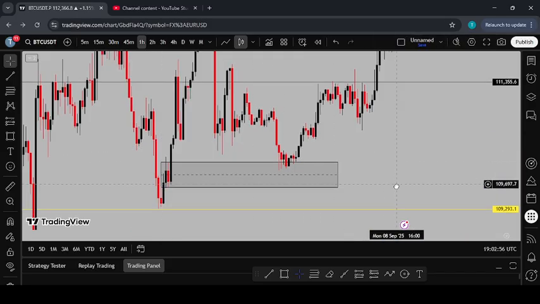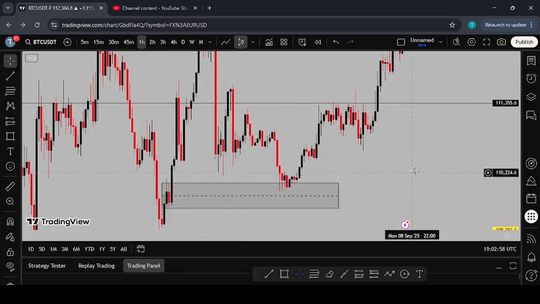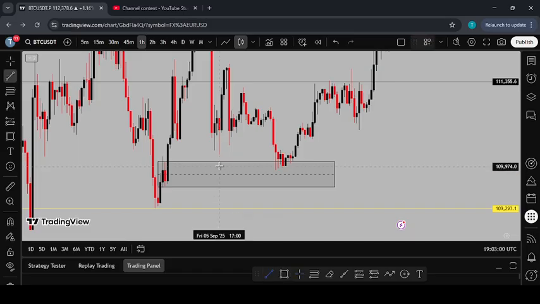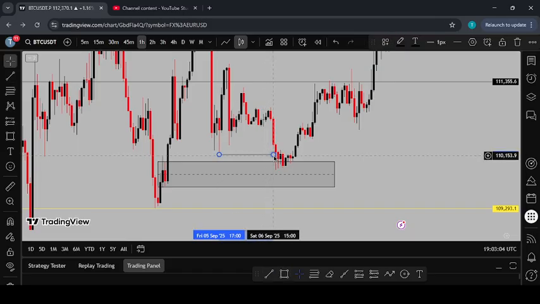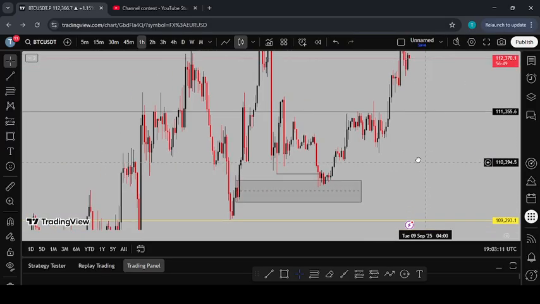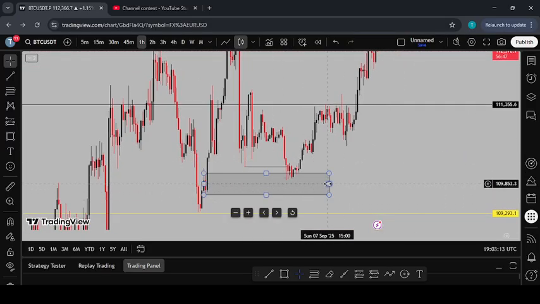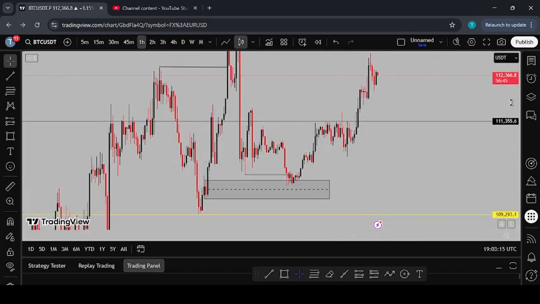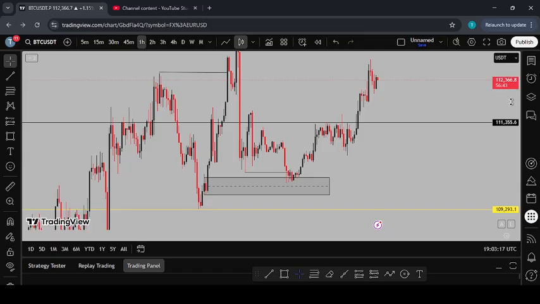Now the market tapped into this, moved up, came back down. So this is like an SMC setup for engineered liquidity. Now you mark a particular POI and you wait. This is where I really want to talk about structural confirmation.